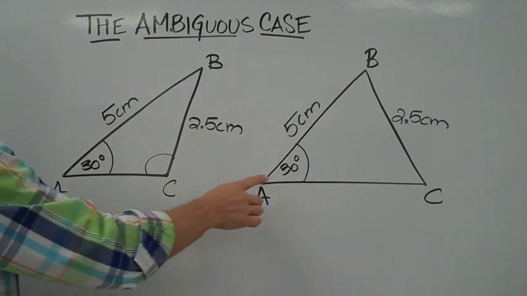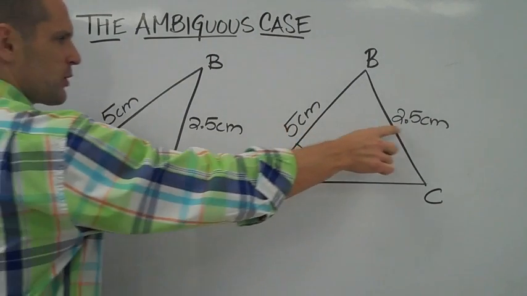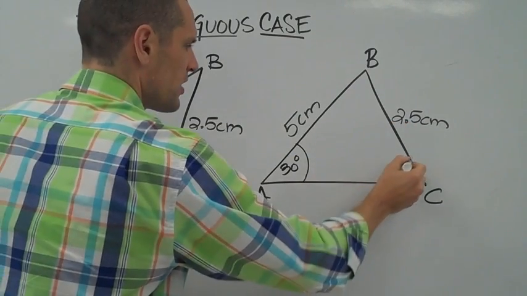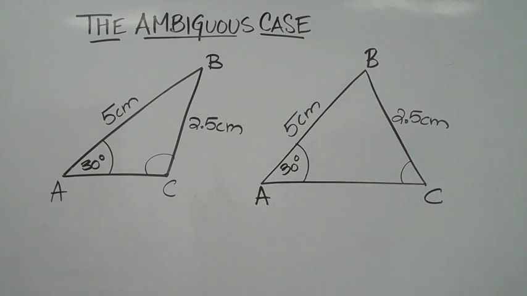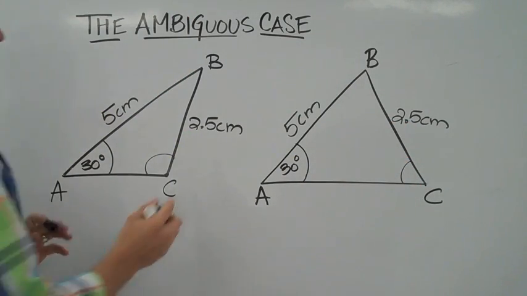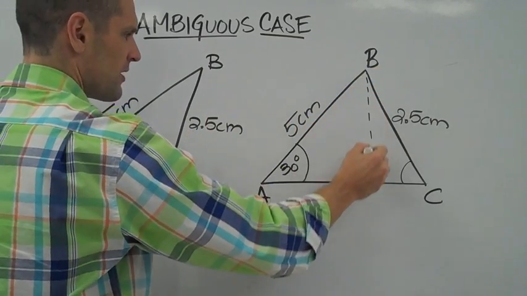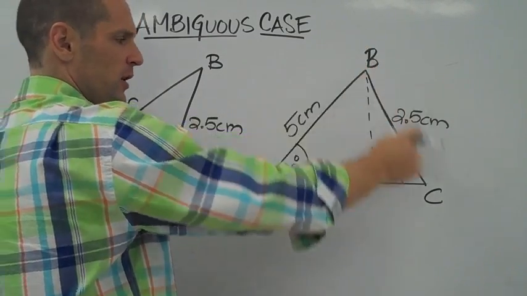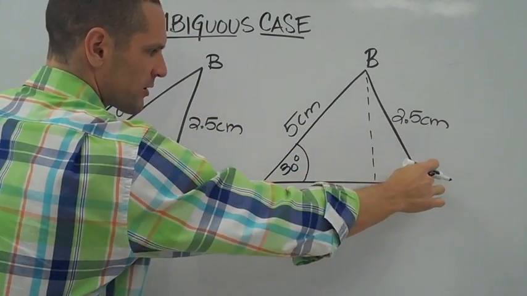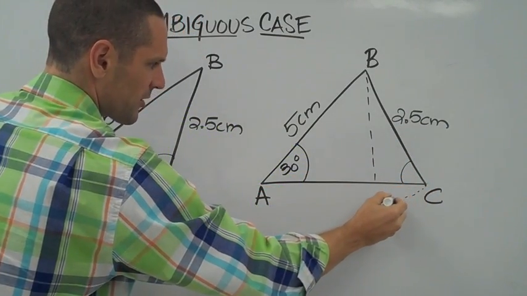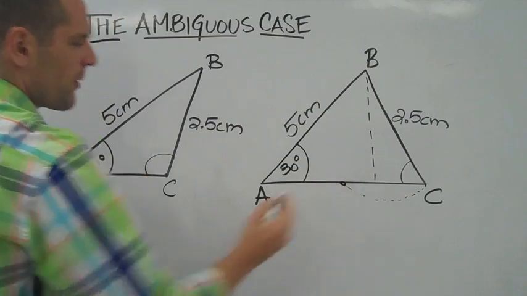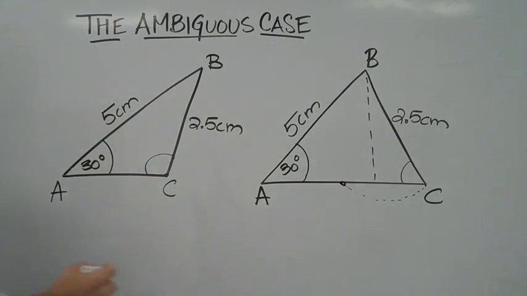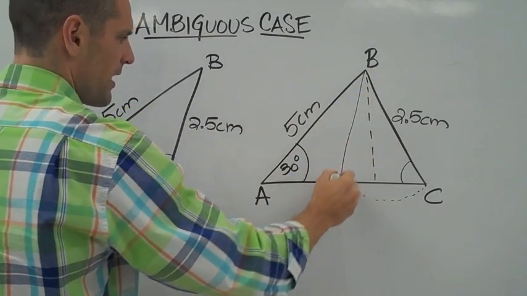Well, the same given information, 30 degrees, 5 centimeters, 2.5, can produce an acute angle. What's going on here is that 2.5 is longer than our height. Here is our height. And so think of this as the center of a circle, and this is a radius. I could swing this radius C, and it would make a circle and meet the line AC right there, and I could make another triangle here.